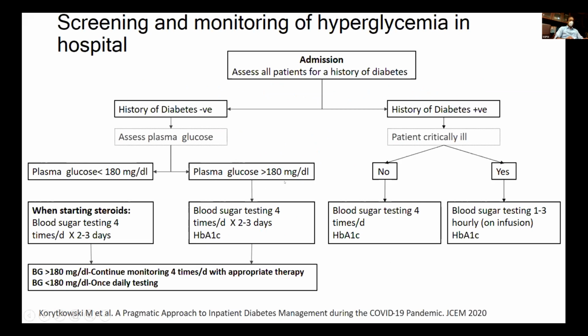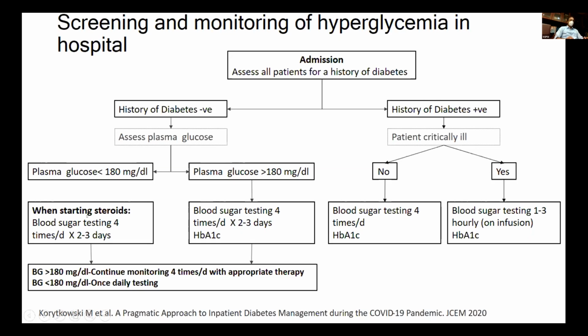If it is more than 180, using a glucometer, we should check the blood sugar 4 times a day, at least for 2 to 3 days, and we send a hemoglobin A1C. If the A1C is more than 6.5%, the patient falls under diabetes, and if it is less than 6.5% and the blood sugars are okay, we should discontinue the monitoring after 2 days. If all the blood sugars are less than 180, no need to monitor.